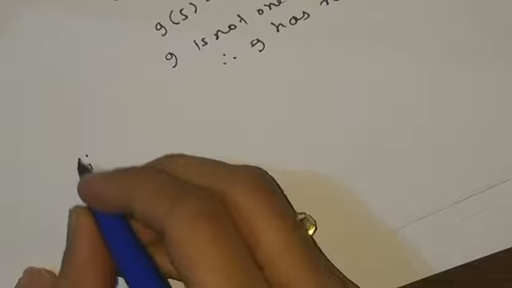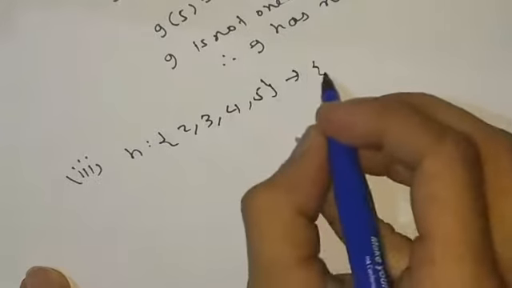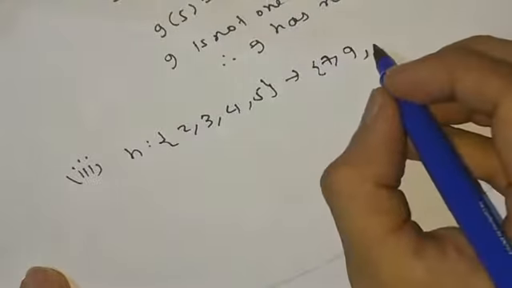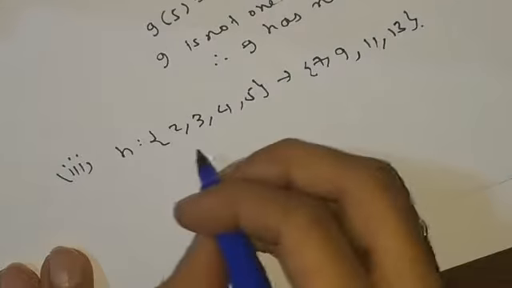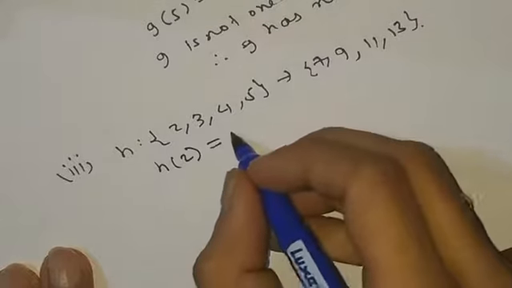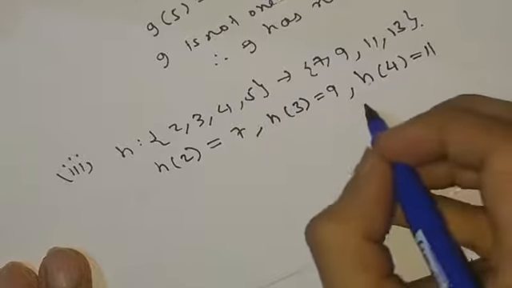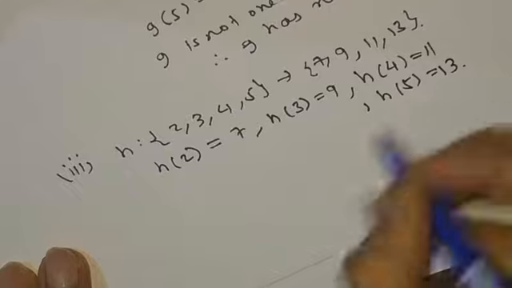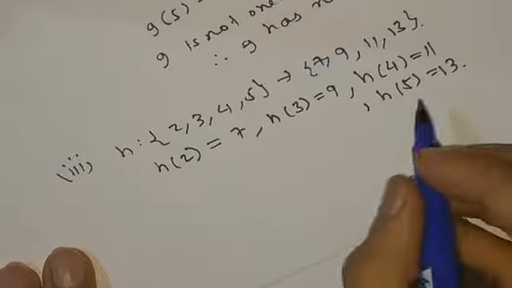Now let us look at the third part. So the function h is given as {2, 3, 4, 5} and it goes to the codomain {7, 9, 11, 13}. Now here you have h of 2 equal to 7, h of 3 equal to 9, h of 4 equal to 11, and h of 5 equal to 13, which is given to you. I am writing the standard way from the definition of ordered pairs of function h.